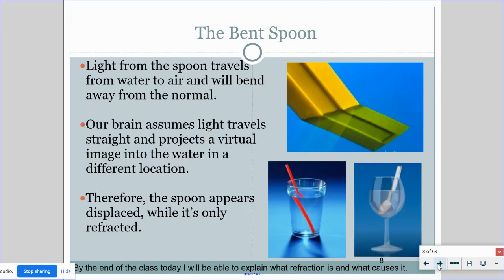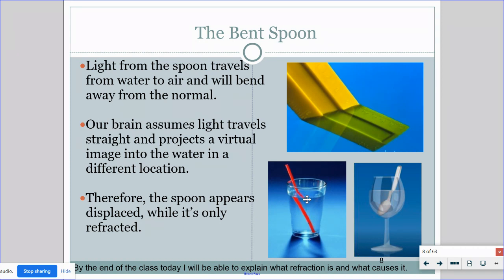The bent spoon. Light from the spoon travels from water to the air. It'll bend away from the normal. So as it's coming out from water into the air, it bends away from the normal. Our brain assumes, again, that light travels straight. So when we look at that refracted ray, we go straight backwards, and that's where we predict the image to be. Therefore, the spoon appears to be displaced.